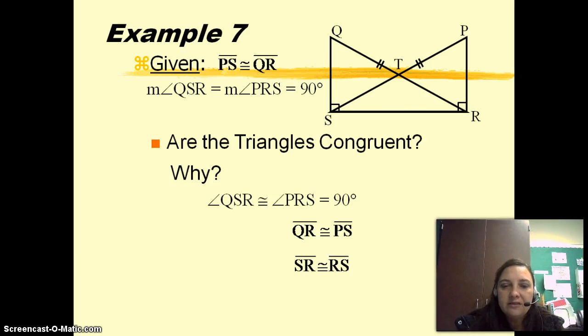And then we can have SR is congruent to RS because these two triangles would overlap and they would share side SR. So again, that would be a use of the reflexive property to show that those two sides are congruent. And that would give us, let me see, I think that would give us angle, side, side, angle.